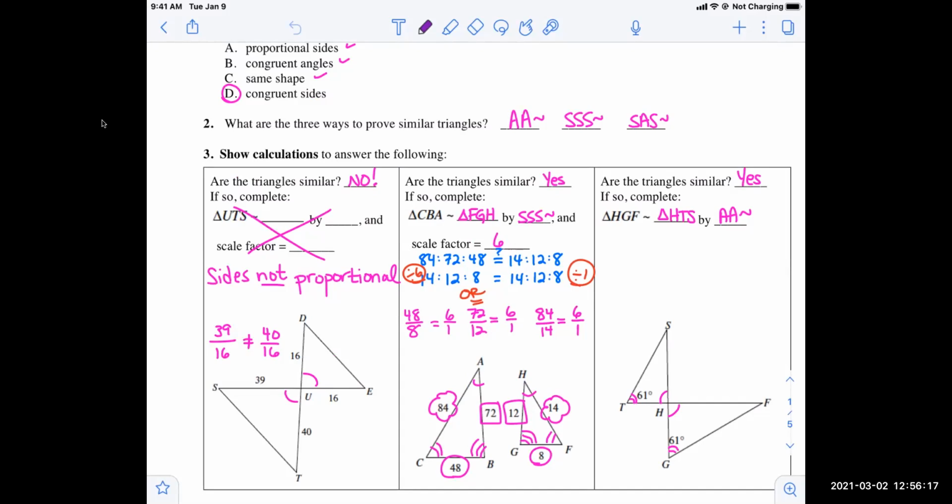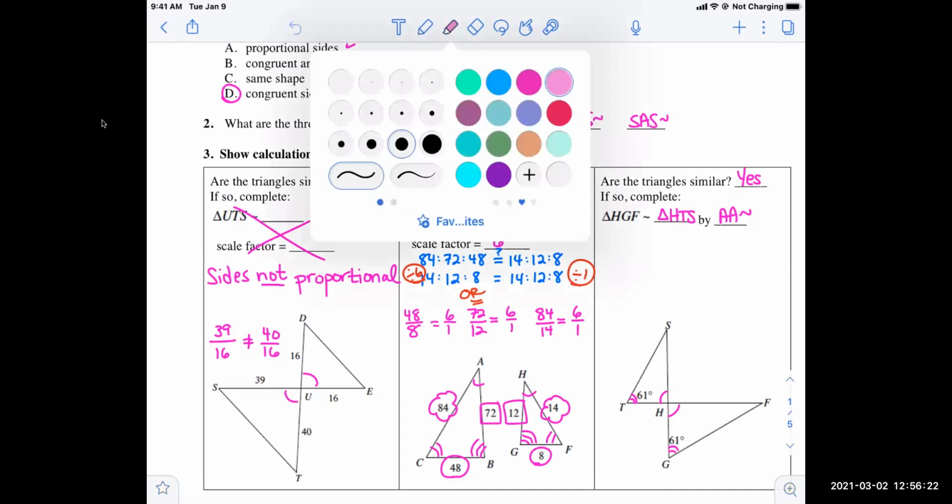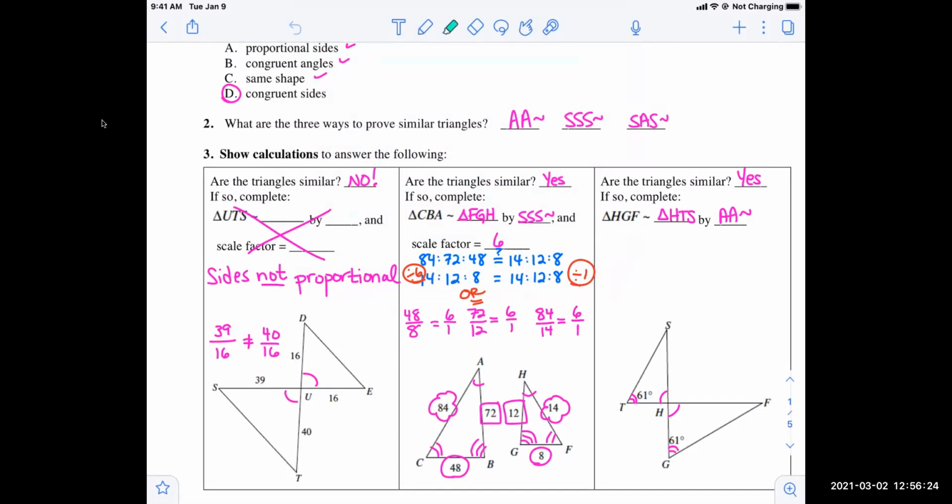Okay, so on number 3, the first one, you do have vertical angles that are congruent. However, the sides are not proportional. You can either check 39 to 16 and then 40 to 16, or you can say here it's a 1-to-1 ratio and it's not a 1-to-1 ratio in the other triangle, so they're not proportional.